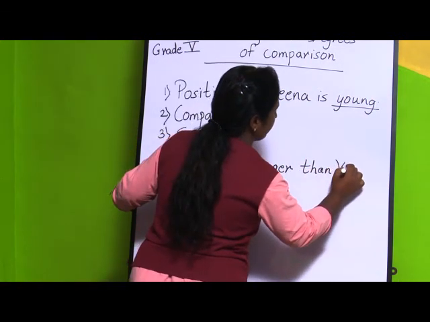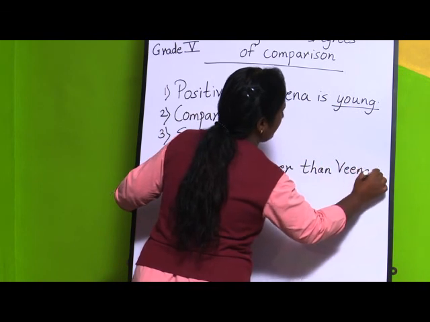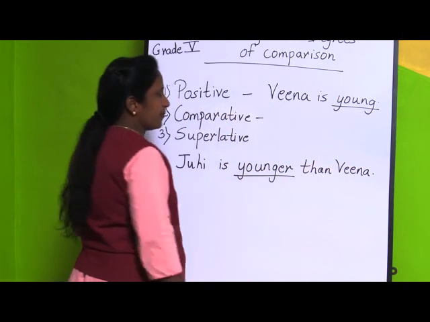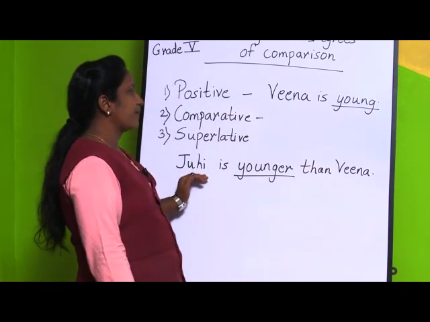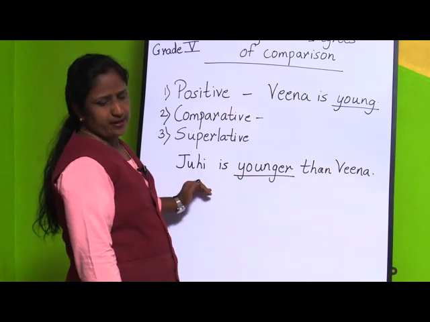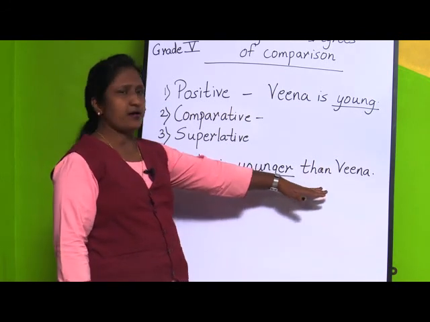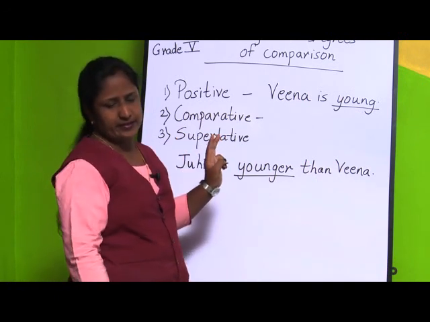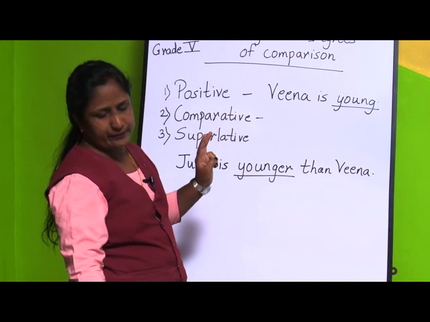Juhi is younger than Veena. Now, the quality is the same, younger. But what we have done is compare between two. We have compared between Juhi and Veena. So, there is a comparison between two persons. In comparative degree, here we have compared between two persons.